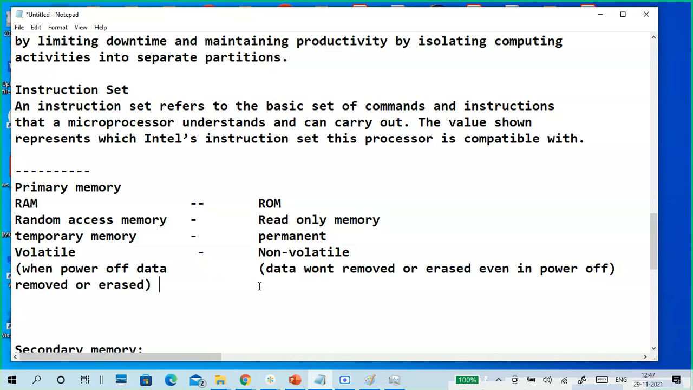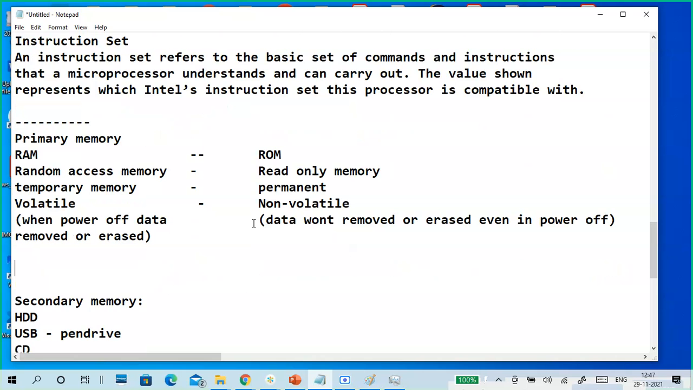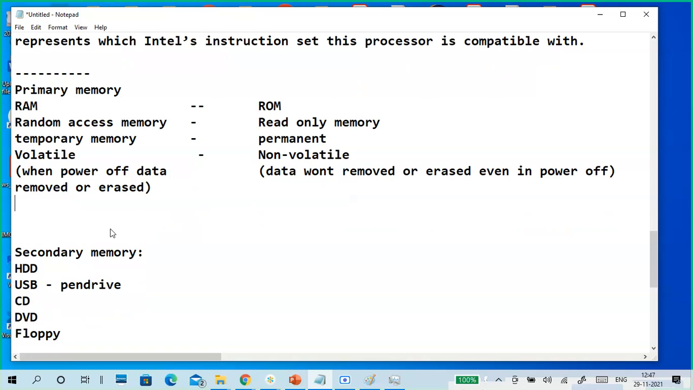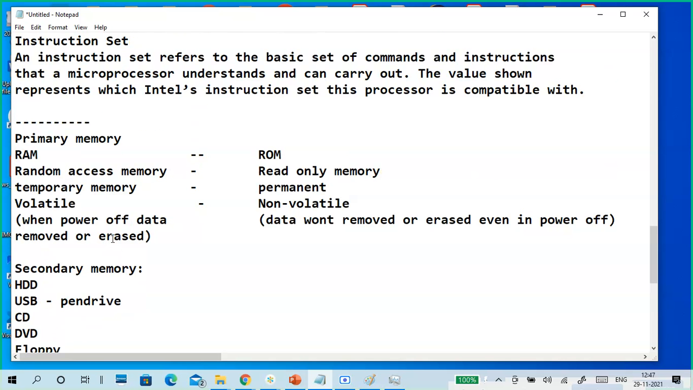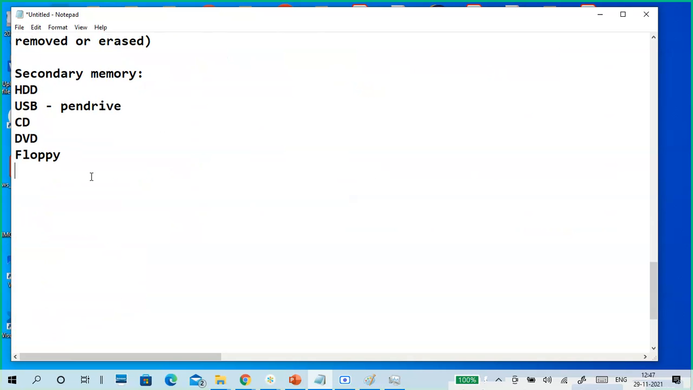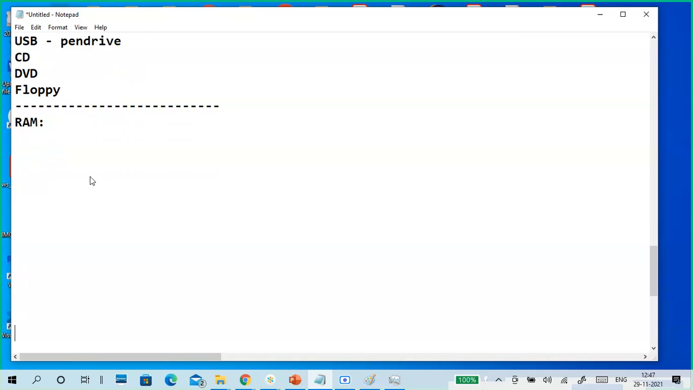Okay, so this is easy. And data won't be removed or erased even in a power off. So that is the main difference between RAM and ROM. It's a general question-wise thing. I don't like this part, but still I am telling it. But mine is a different one. This is generally the RAM and ROM differences kind of stuff, because there is no relation between RAM and ROM. RAM is RAM and ROM is ROM. That's it. CPU is a CPU for me.